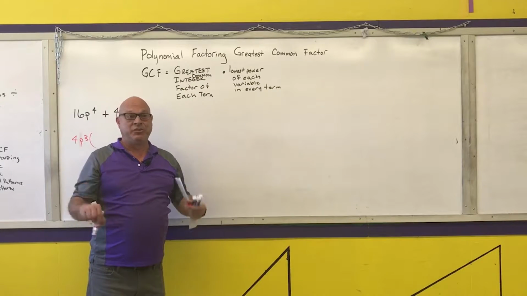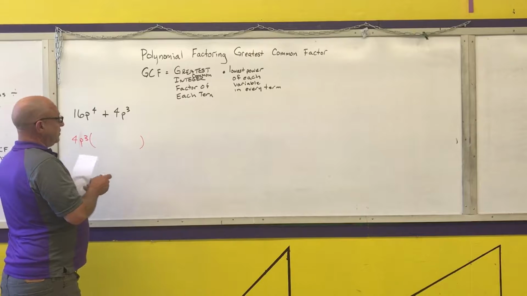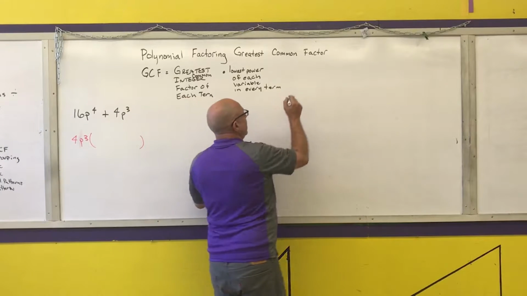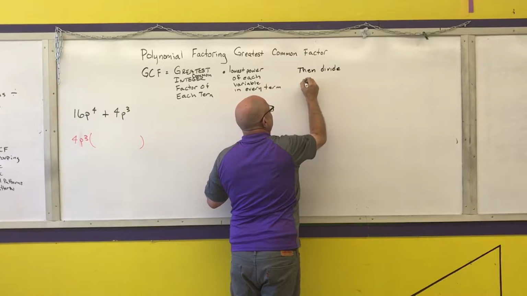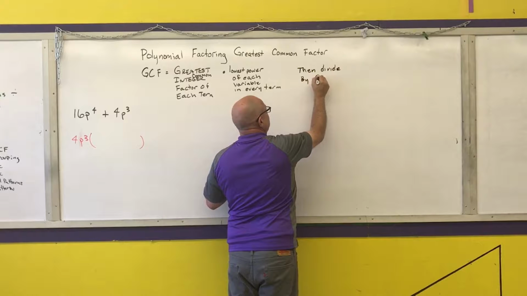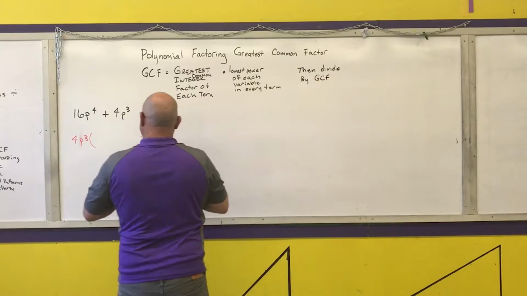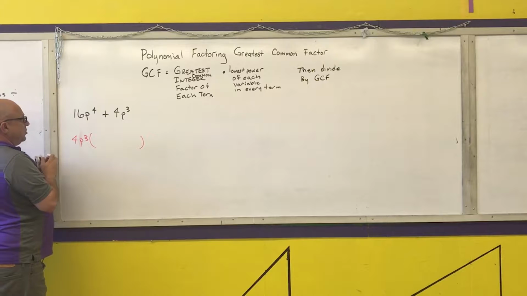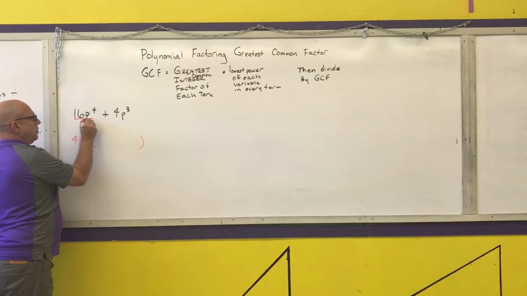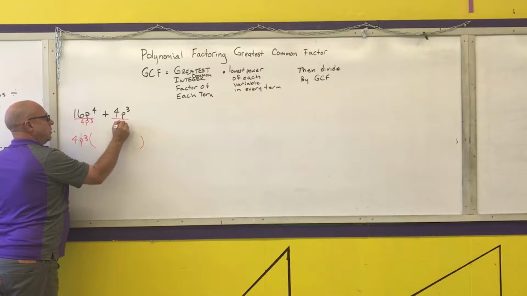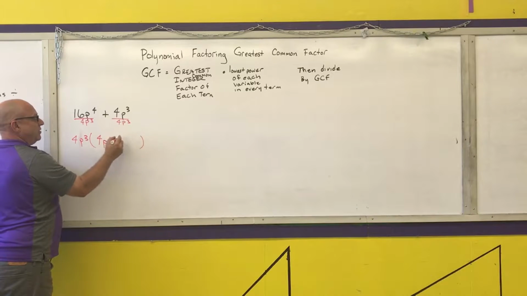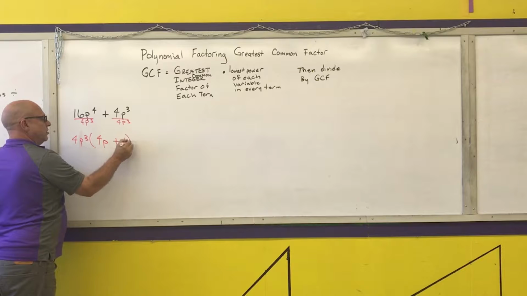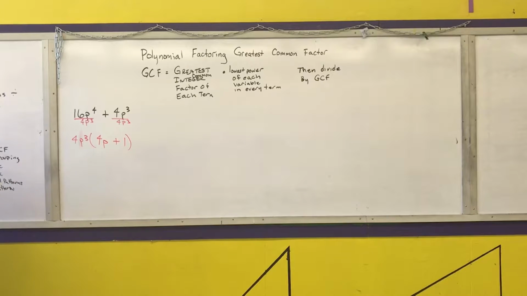And factoring, you should remember, is the reverse of distribution. So I'm unfactoring. Once I find the GCF, we're going to divide by the GCF. So I need to divide every term by 4p cubed. 16 divided by 4 is 4. P to the fourth divided by p cubed is p. Any number divided by itself is 1. So this would be the factored form of that.